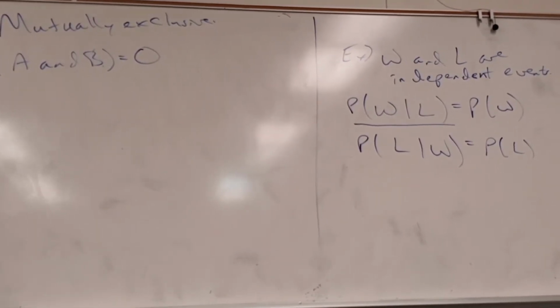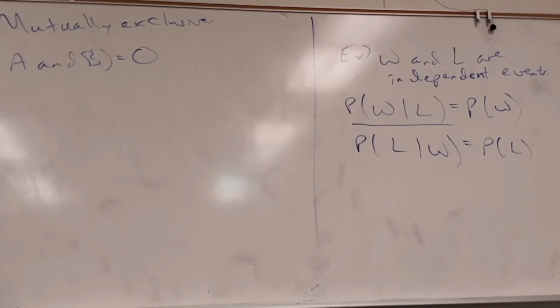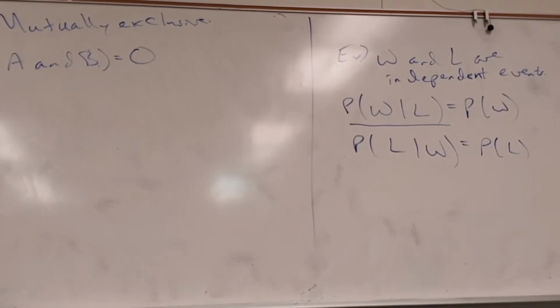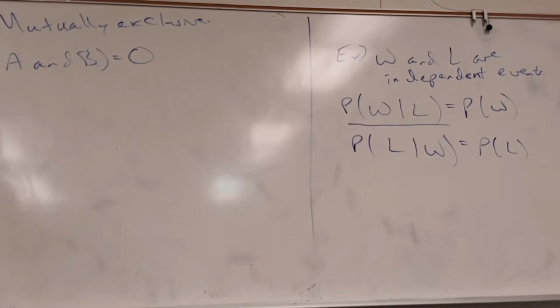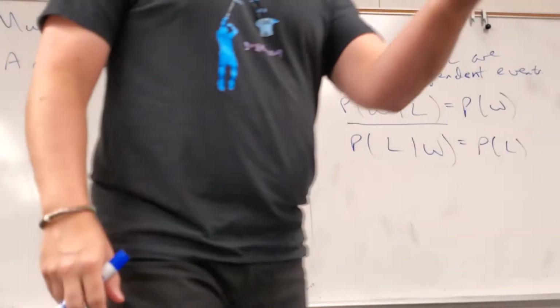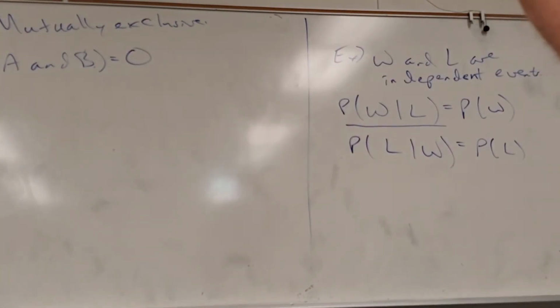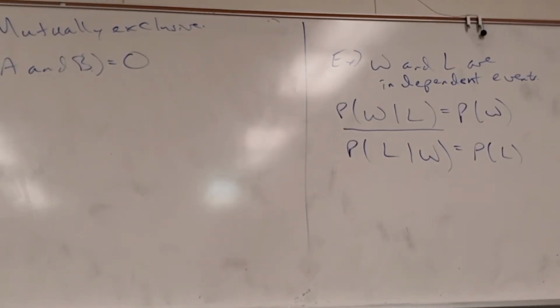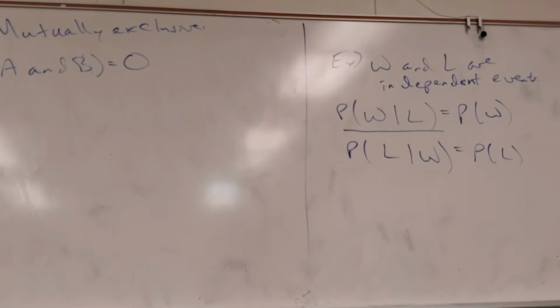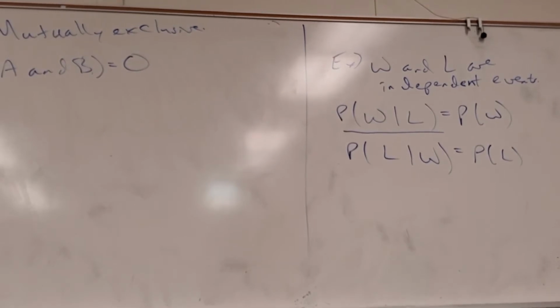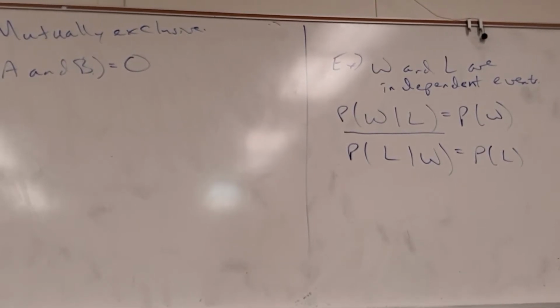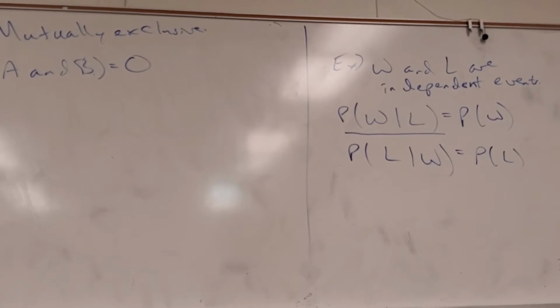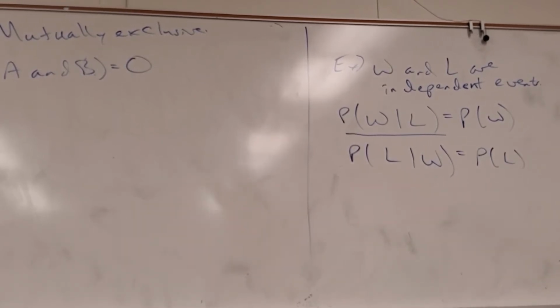So if I was holding a small mammal, could I be holding a cat? Think before you answer. Yes, because cats are mammals. Some mammals are cats. So those would not be mutually exclusive, because you could be both. So mutually exclusive means you can't be both.